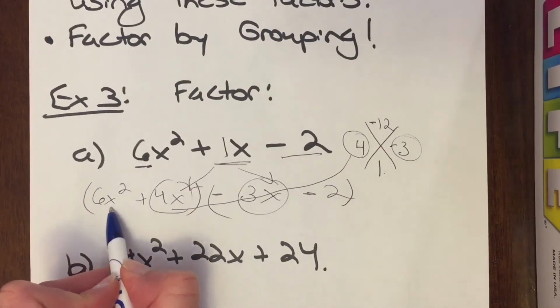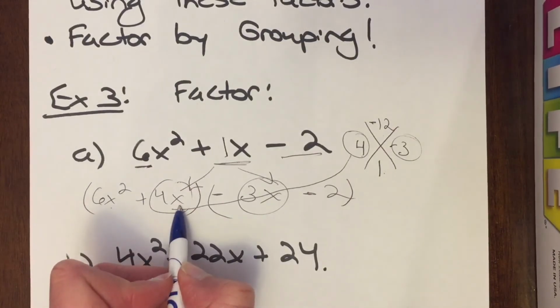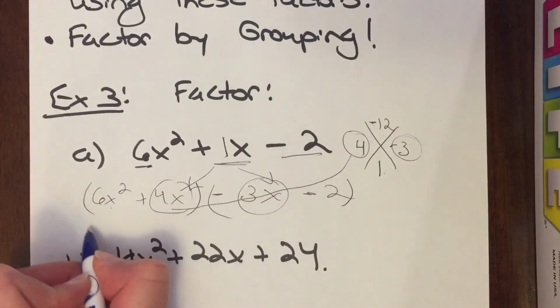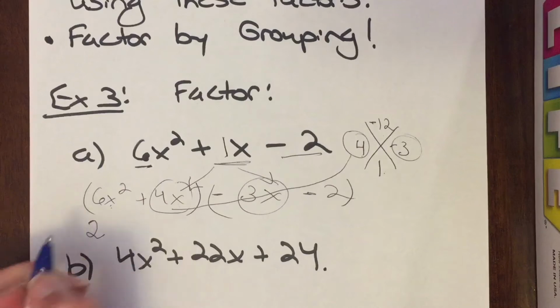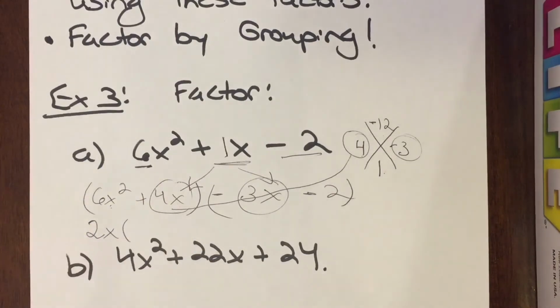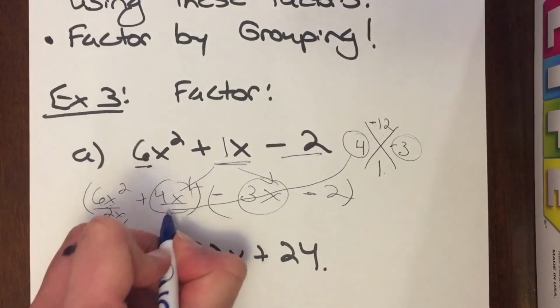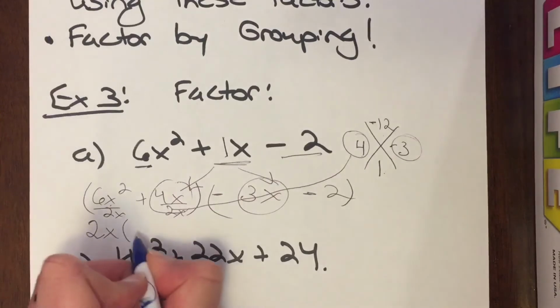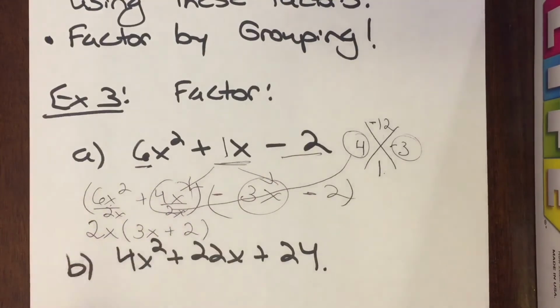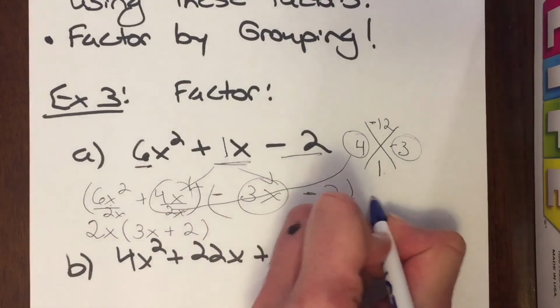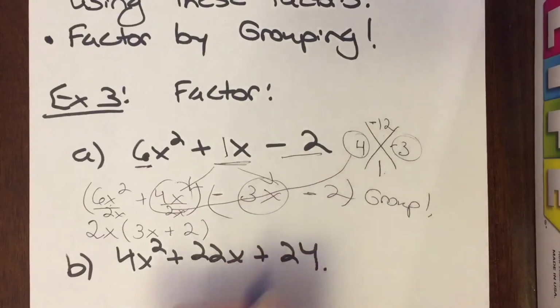So 6x squared plus 4x. So number-wise, 6 and 4, the GCF is a 2. And then x squared and x, so I can take 1x out. Okay. So I'm going to divide each of them by 2x. And that leaves me with 3x plus 2. I'm just going to write group off to the side there so you know what we're doing after that.